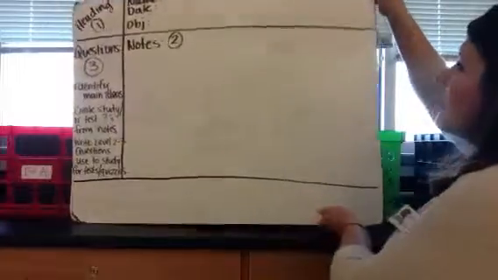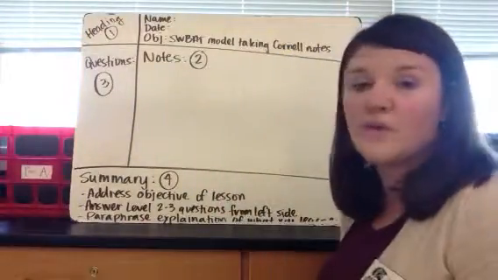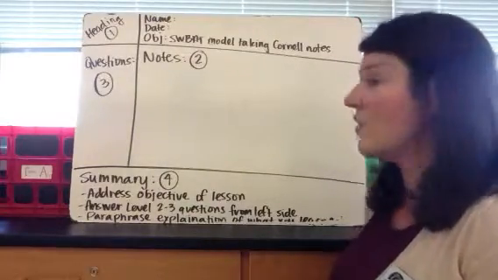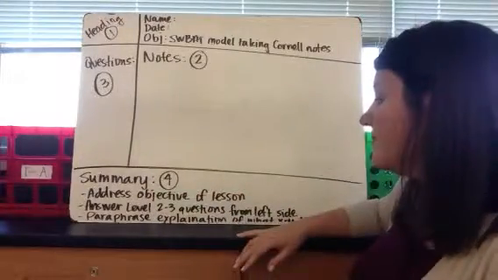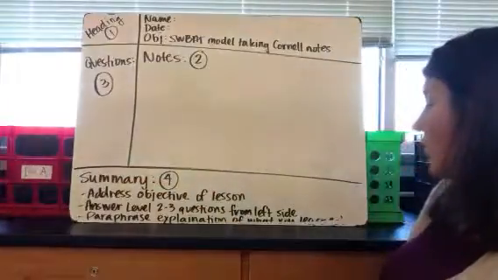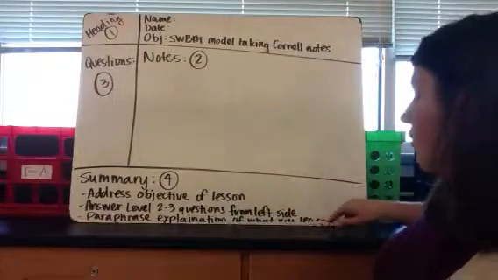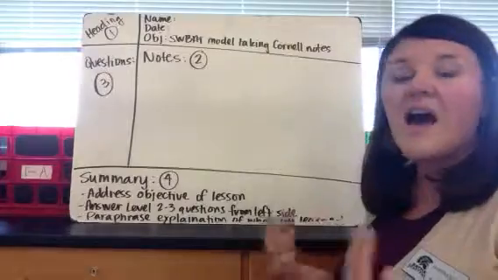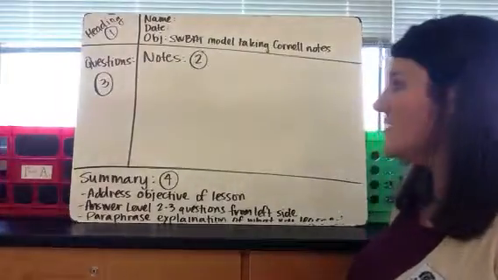And then the last section is the summary section. This should be done usually 24 hours later. Usually I'll have you do this as homework. So you should be addressing the objective of the lesson. You should be answering those level 2 and 3 questions that you wrote on the left side, and then this says paraphrase your explanation of what you learned. You should be paraphrasing: what did I learn, why is it important, how does it connect to previous information that I have learned in this class, okay?